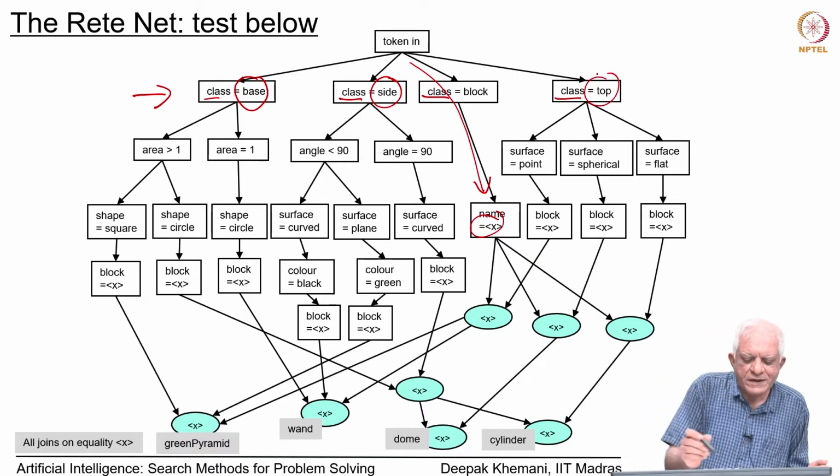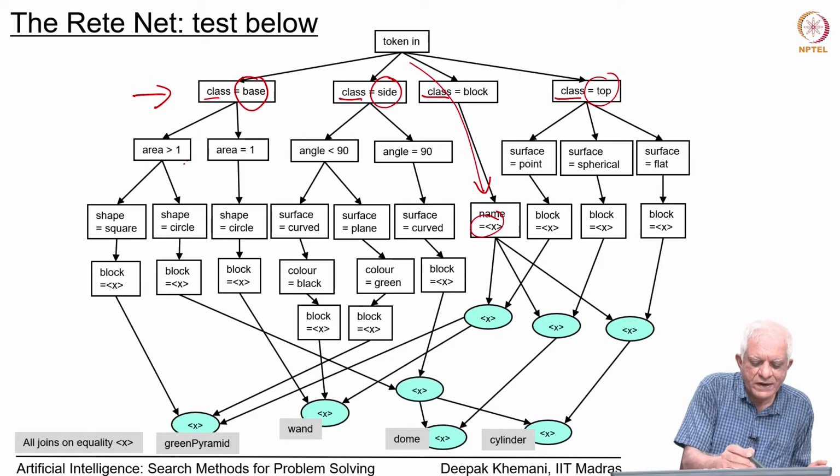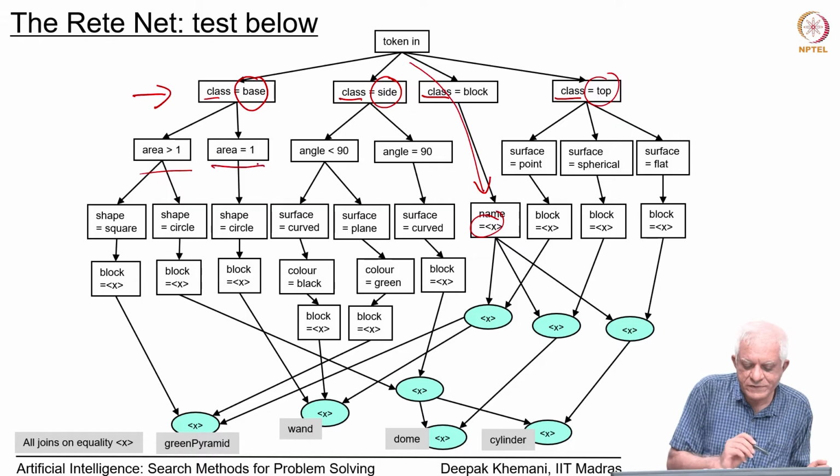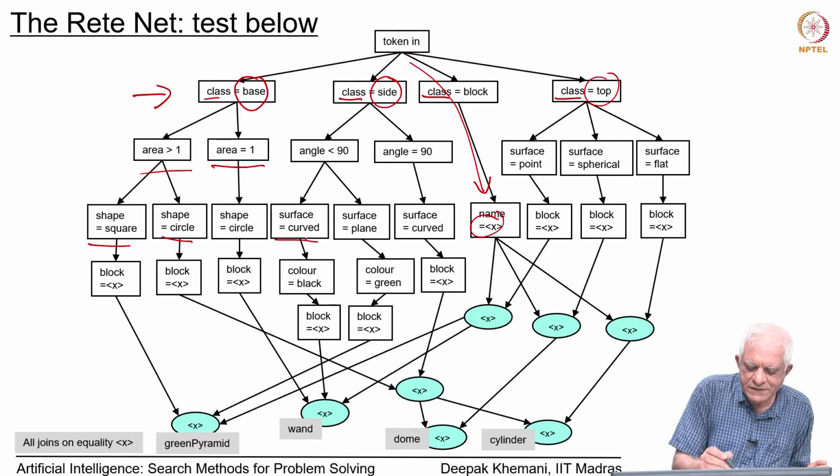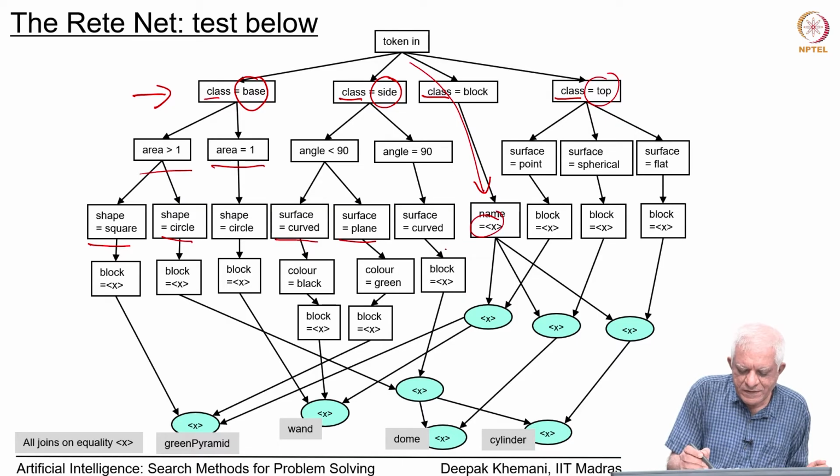Then if you remember, for base we had 2 kinds of blocks, either the area was greater than 1 or the area was 1, and then the shape was a square or a circle, as the case may be. Likewise, for side we said that it is either a curved surface or a plane surface, and there was an additional form of color for the sides which was there in the green pyramid rule and in the wand rule. In the wand rule the color was black, in the green pyramid the color was green.